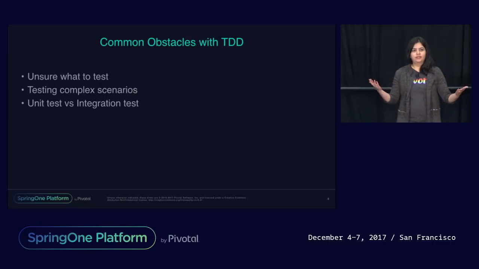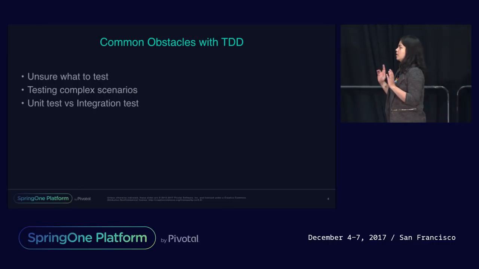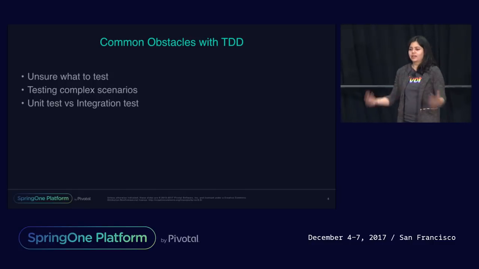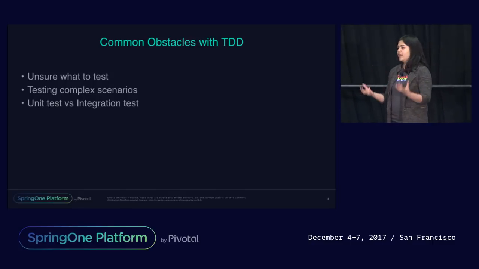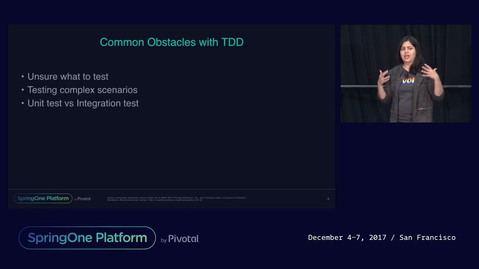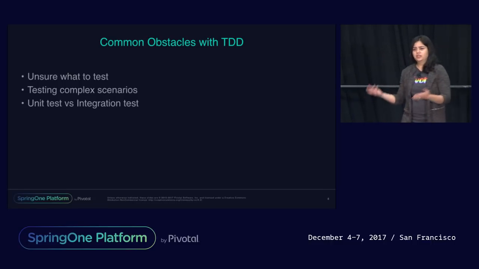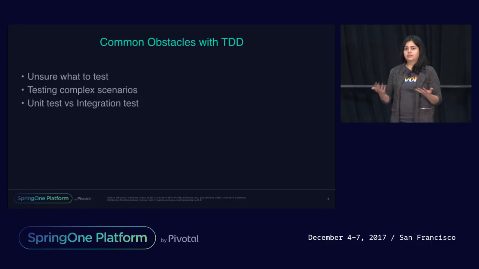You're writing a test, and what should I actually be testing? For example, the most common one is a caching test, right? If you're testing caching, do I test the caching implementation? Do I test the behavior? What does my test look like?